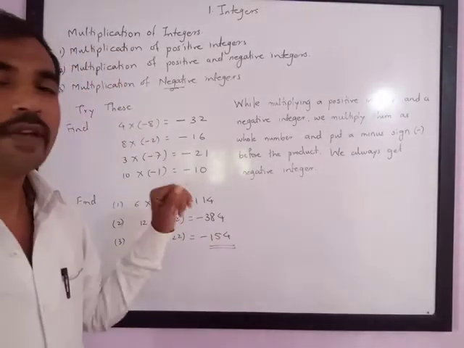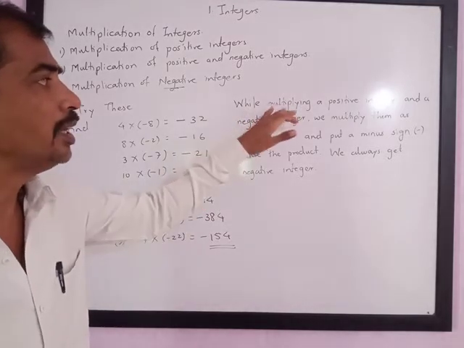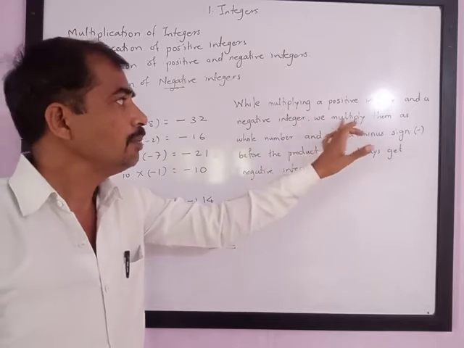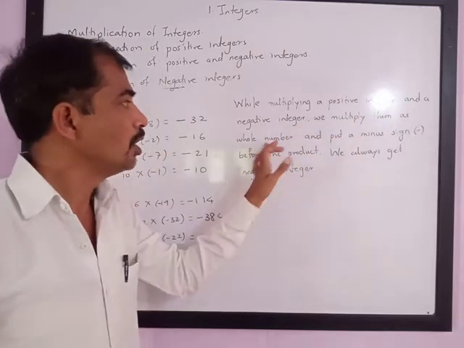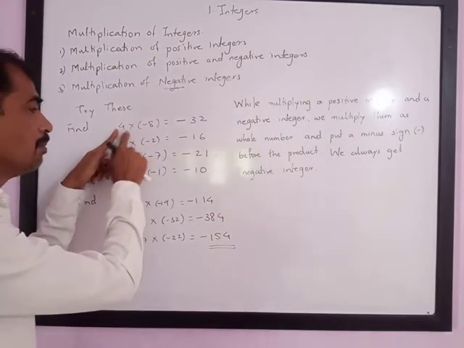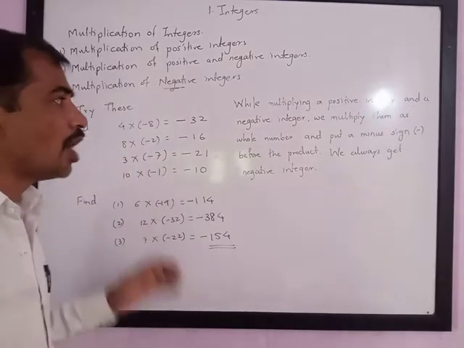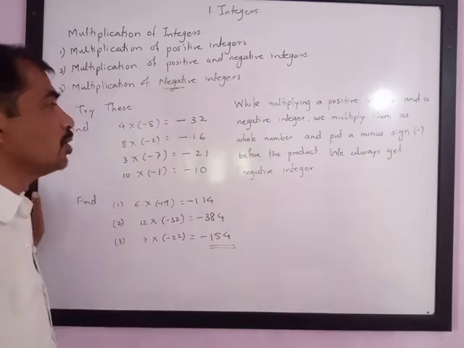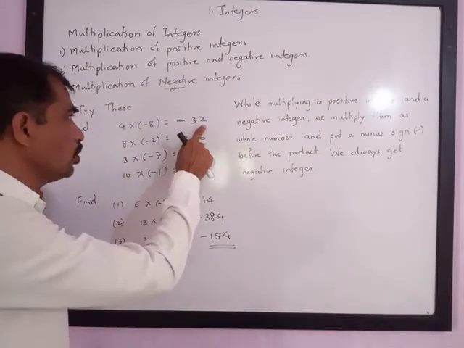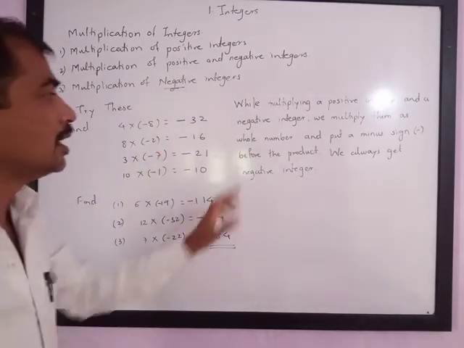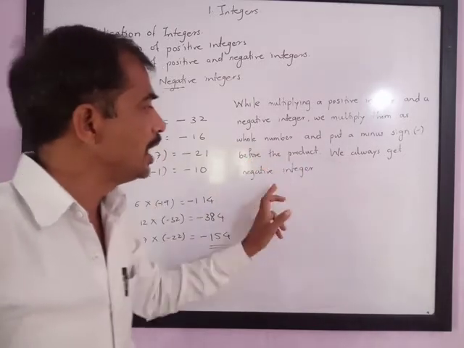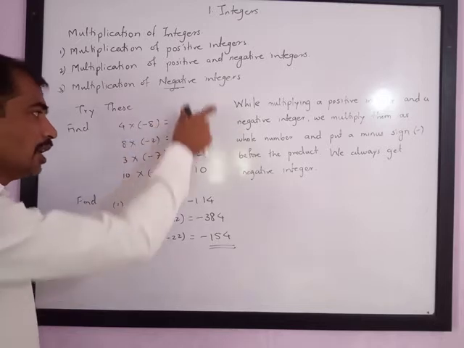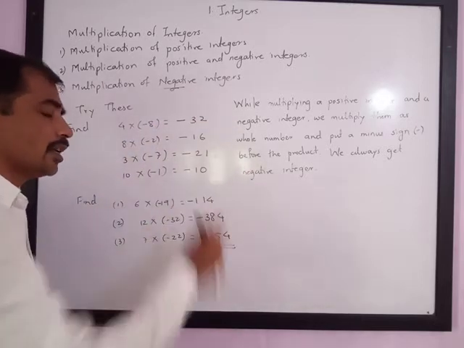So this is what we have studied in this topic. While multiplying a positive integer and a negative integer, we multiply them as whole numbers. Means we multiply numbers as if the sign is not there, and then put a negative sign to the answer. So 4 8s are 32 and then we put the minus sign before the product. We always get a negative integer. So when you multiply a positive integer with a negative integer, we always get a negative integer.